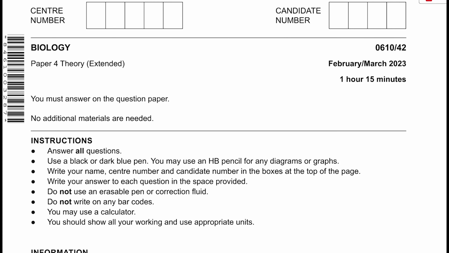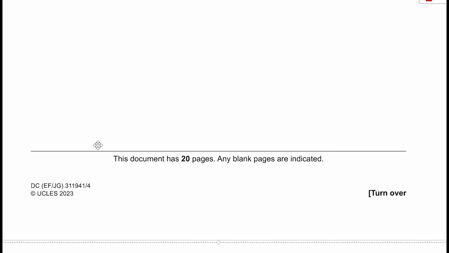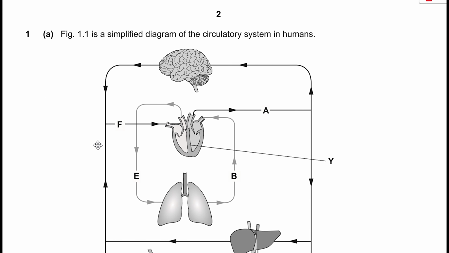Okay, we have a biology paper, February, March 2023, paper 4-2. So let's start from question number 1. Number 1A says, figure 1.1 is a simplified diagram of the circulatory system in humans.